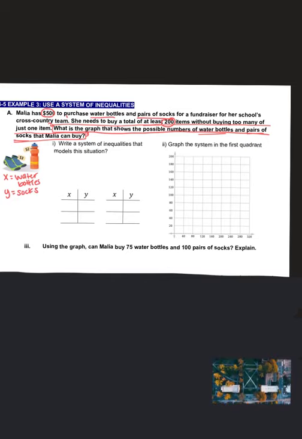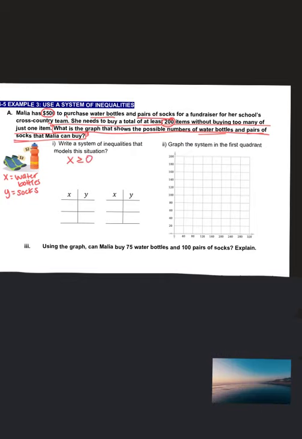Okay, normally a system, what we've been working with has been 2, but remember a system of inequalities is 2 or more, so we actually in this case have 4 inequalities that we need to talk about. Well, the minimum amount of water bottles that she can buy is 0. So we're gonna have X is greater than or equal to 0 because she can buy 0 water bottles or she can buy more than 0 water bottles. There's not really any negative water bottle situation that she can do.